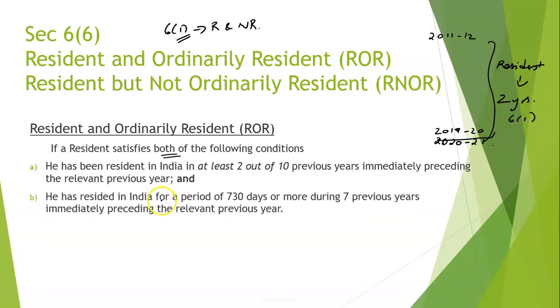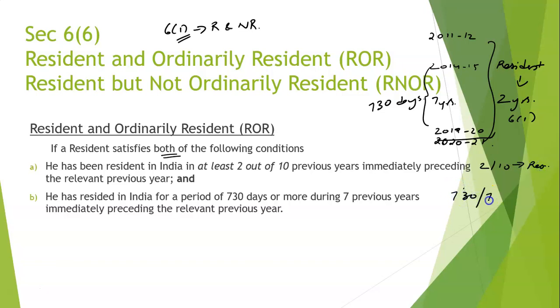And the next condition, for 7 preceding years, that is from 2014-15 to 2019-20. This is a set of 7 years. For this set of 7 years, you do not have to be a resident or anything. All that you have to do is be physically present in India for 730 days or more, for a total of 7 years immediately preceding our previous year. You do not have to satisfy any conditions of section 6.1 like 182 days in a year or 60 in a particular year, 365 days in the 4 years, nothing like that. Just be physically present in India for 730 days out of 7 preceding previous years. Alright. So 2 conditions. 2 out of 10, here be a resident.